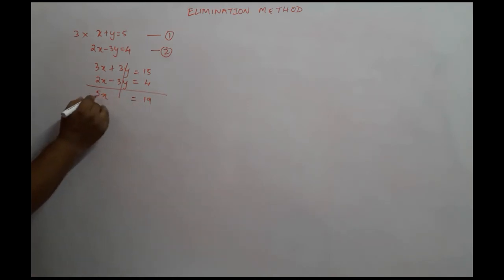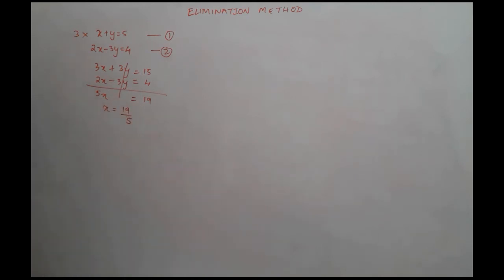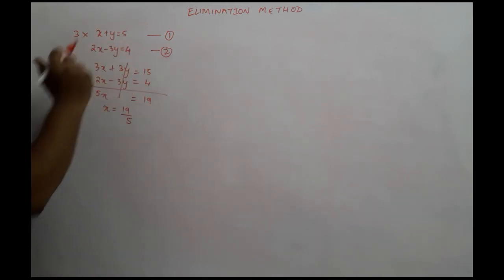5 is multiplied with x. If we take it to the other side, it will get divided. So we will get x equal to 19 upon 5. So we've got one variable. Now we need to find out the second variable, which is y.